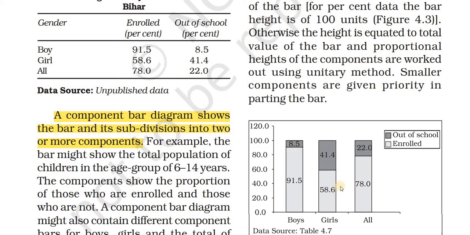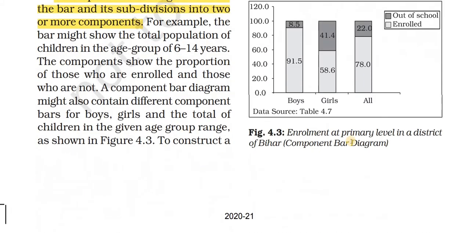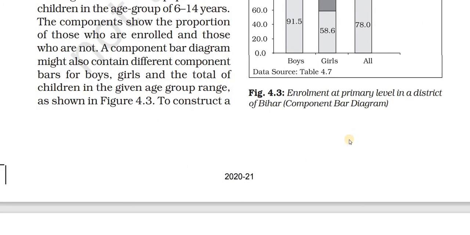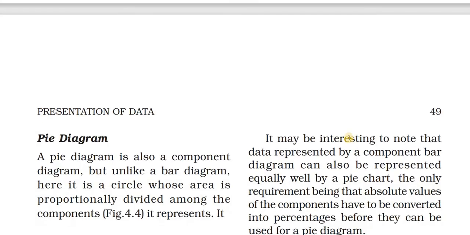Here you can see 58.6 girls enrolled and 41.4 out of school. Then here also 78.0 enrolled and 22.0 out of school. That one is the component bar diagram. There are different types of bar diagram: simple bar diagram, multiple bar diagram, then component bar diagram.